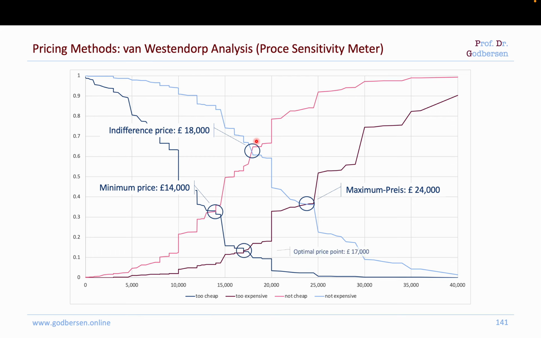Finally, you have the optimal price point, in this case 17,000 pounds. This optimal price point is where too expensive and too cheap intersect. These are the knockout criteria. Too cheap and I wouldn't buy. Too expensive, so I would not buy. And that means at this price of 17,000, you will reach most customers, or in other words, you would exclude the lowest number of customers because of the price.